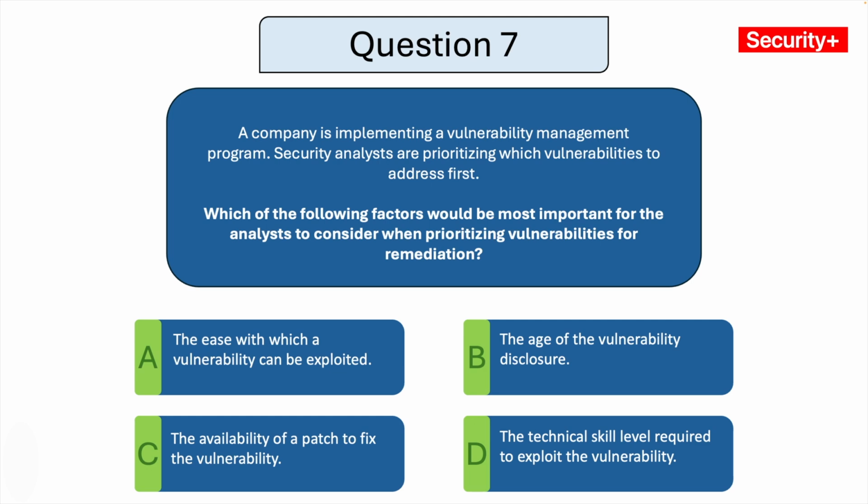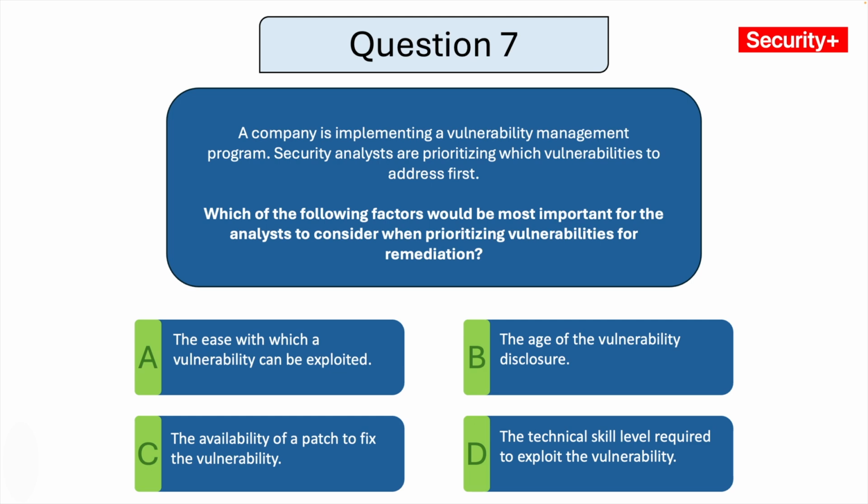A, the ease with which a vulnerability can be exploited. B, the age of the vulnerability disclosure. C, the availability of a patch to fix the vulnerability. Or D, the technical skill level required to exploit the vulnerability.